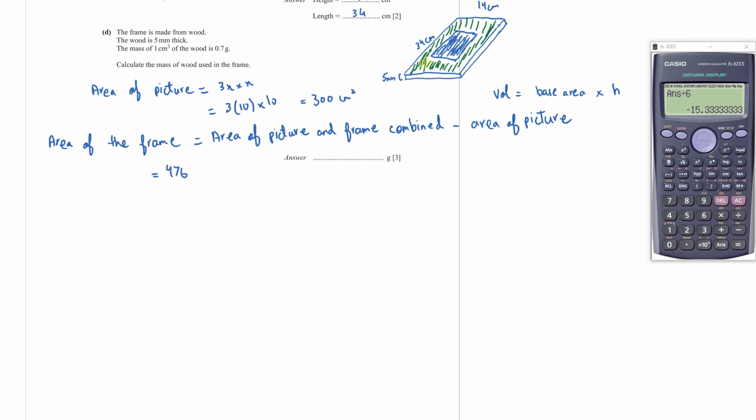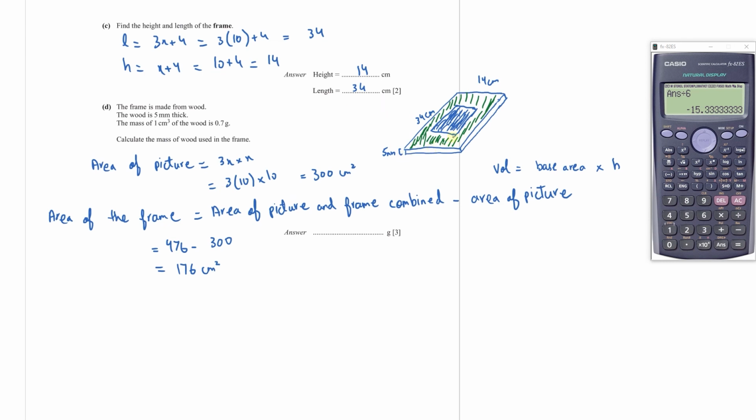476, which is 34 times 14, the area of this full section. Then I subtract this blue section, which is the area of the picture, which is 300. So I get 176 centimeter square. Now I need to calculate the volume of this frame.